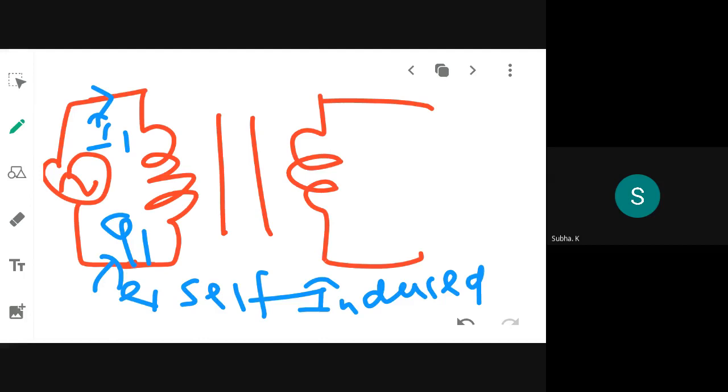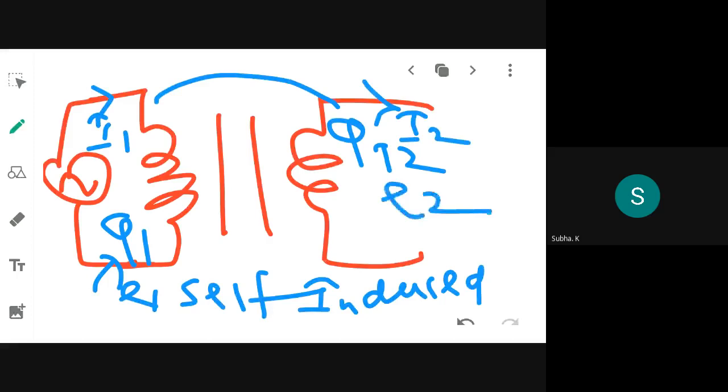But these two are magnetically coupled, so part of the flux will be linking with the secondary coil also. So phi 1 2 is the flux linking, because of which the current will be I2 and the EMF will be E2. This EMF is because of the partial linking of the flux phi 1 2. So that EMF will be called what EMF? Mutually induced EMF. Understood the difference?